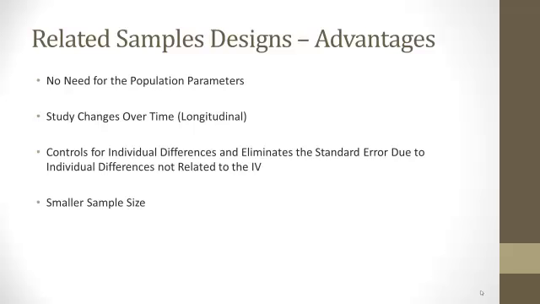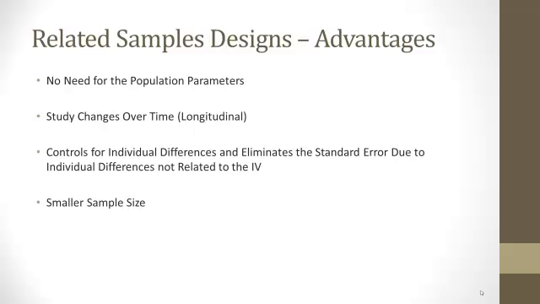Another advantage of the related samples design, and probably the biggest advantage overall, is that this design controls for individual differences. So if you're in the repeated measures design, measuring the same group twice, or in the matched subjects design, where you're matching each pair based on pre-existing levels of the dependent variable, you are controlling for those individual differences that could result in differences in the measured dependent variable that aren't related to the independent variable that's being manipulated.